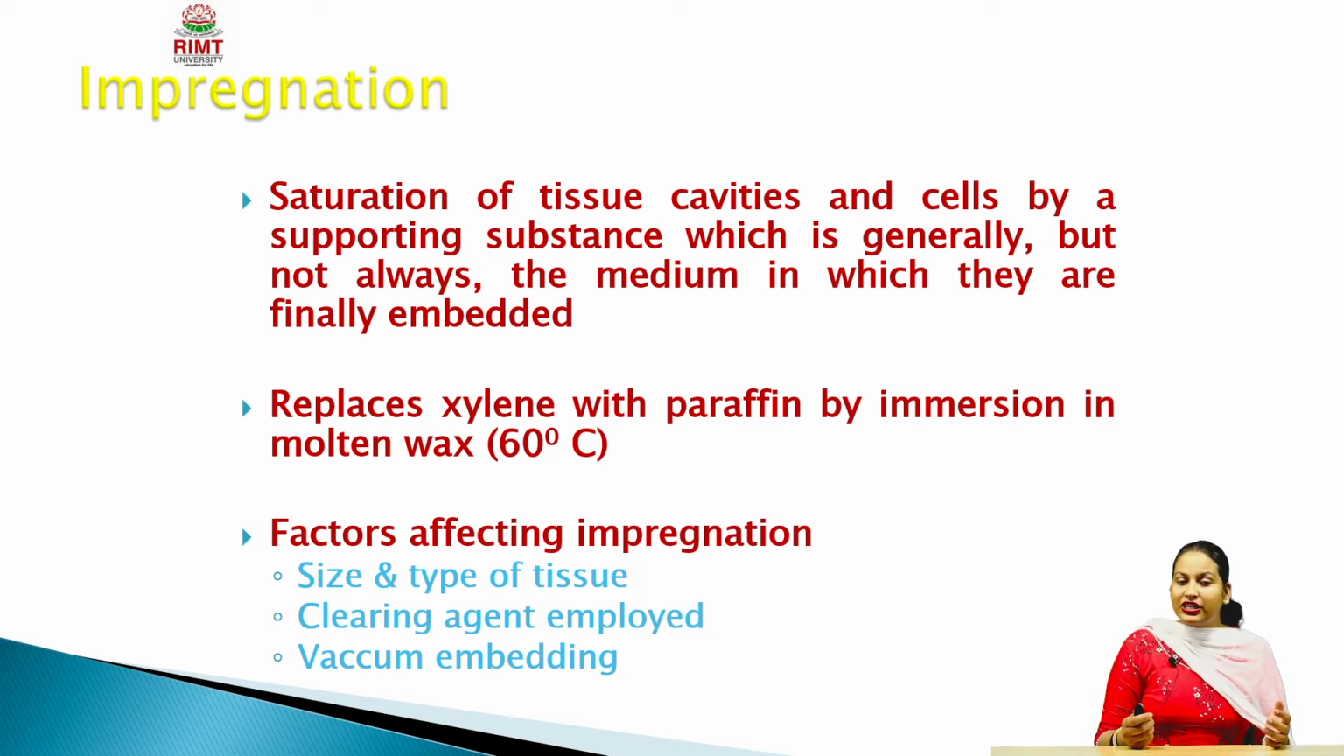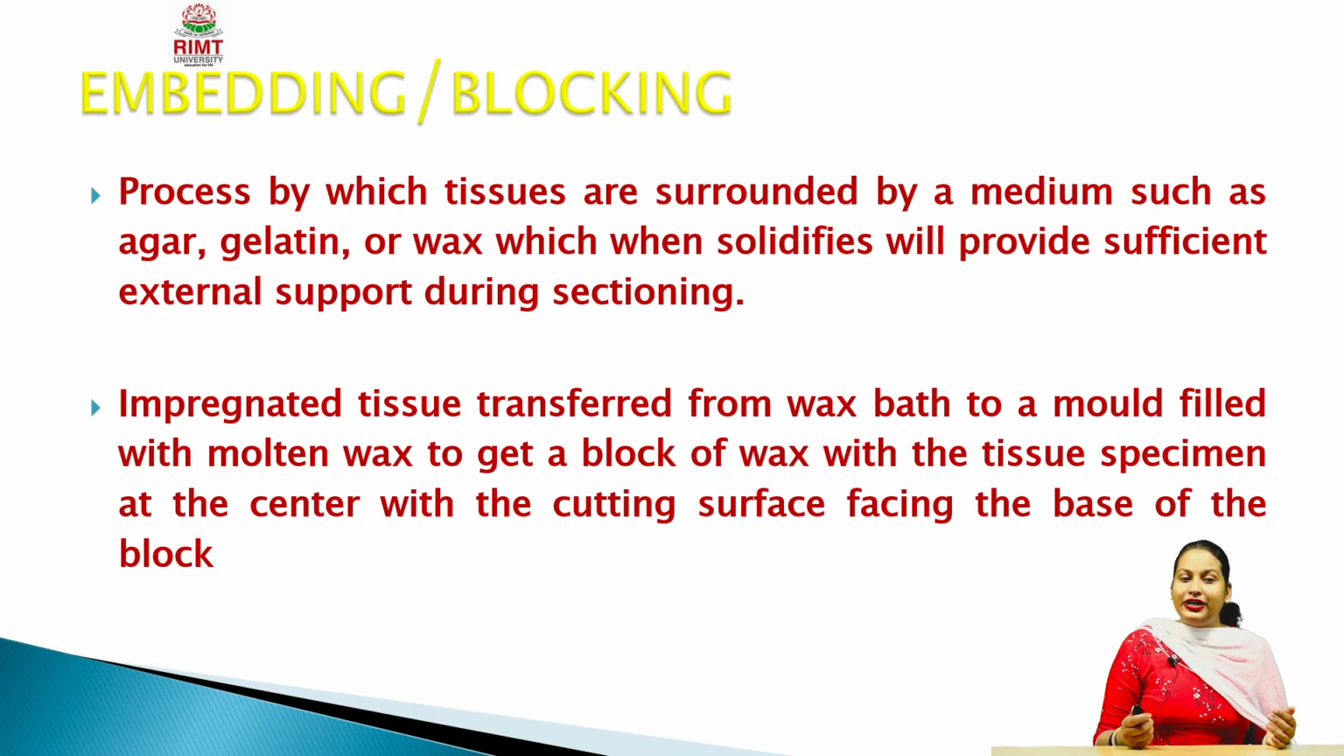The factors affecting impregnation are the size and type of the tissue, the clearing agent applied, or the vacuum embedding. Generally, paraffin wax is used for embedding. Why do we use paraffin wax? Because its property is that it melts at up to 60 degrees and solidifies at 37 degrees Celsius. That is why we use paraffin wax as an embedding agent.